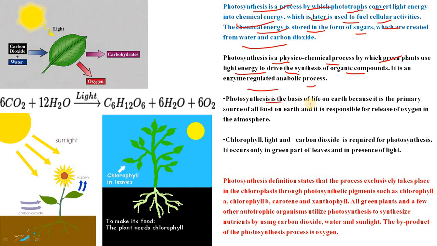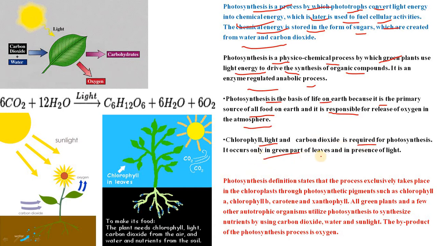Photosynthesis is the basis of life on the earth because it is the primary source of all food on the earth, and it is responsible for the release of oxygen in the atmosphere. Chlorophyll, light and CO2 are required for photosynthesis. It occurs only in the green part of the leaves and in the presence of light.